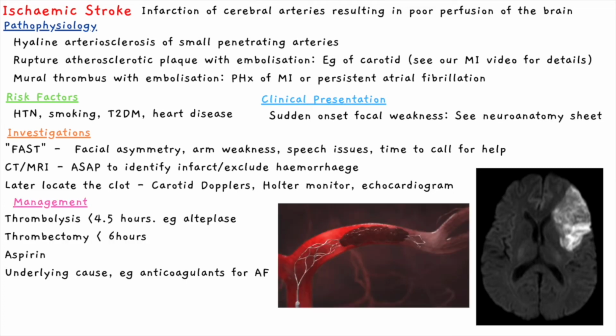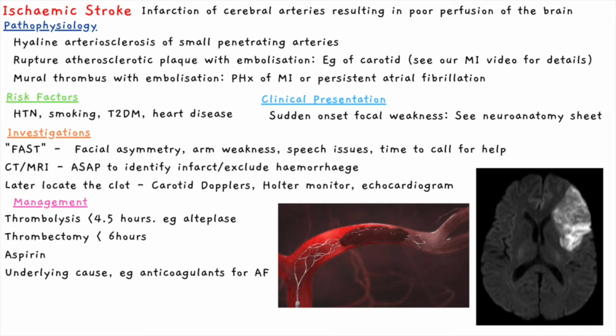Management: thrombolysis can be done within 4.5 hours, such as alteplase, to lyse the thrombus and break up the clot. Thrombectomy, if it's below 6 hours, some may say 16 hours, it depends on your area, but less than 6 hours, and an image is shown here, where you put a wire into the brain through the arteries to reach the clot, and then you literally retrieve it.